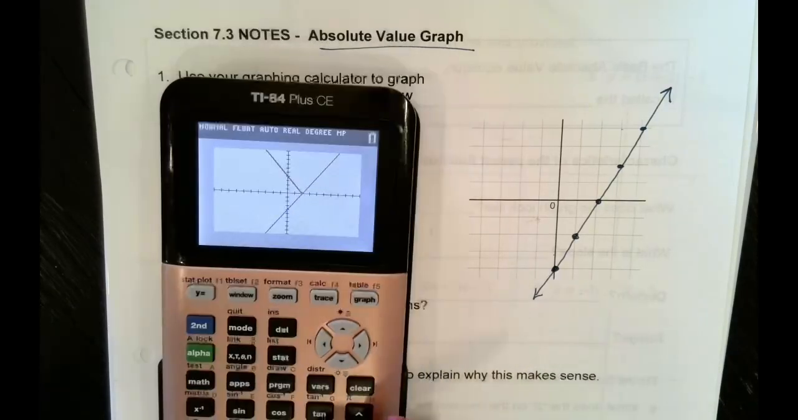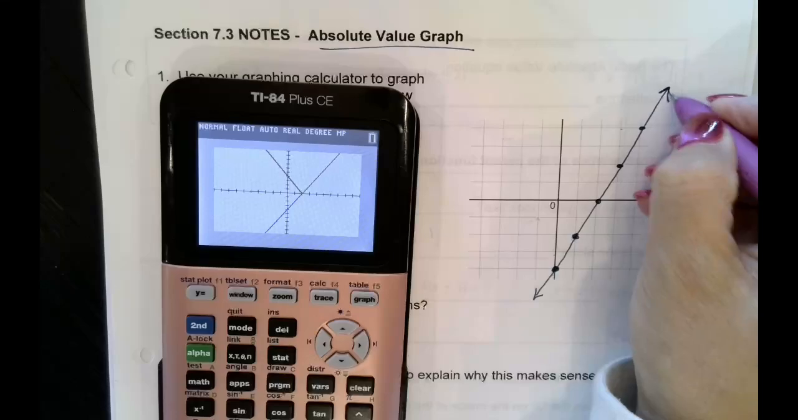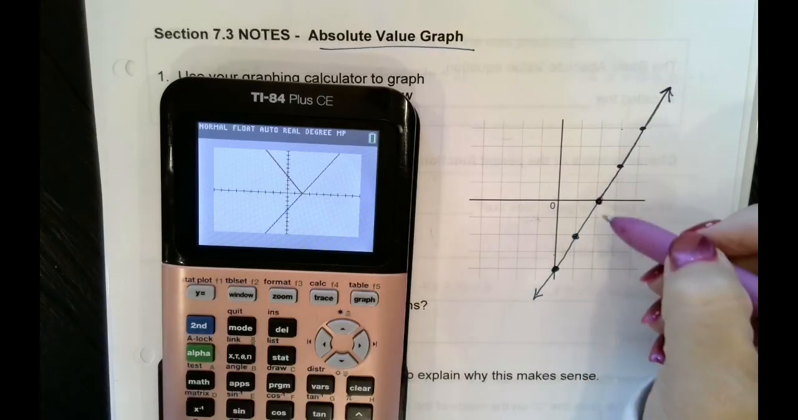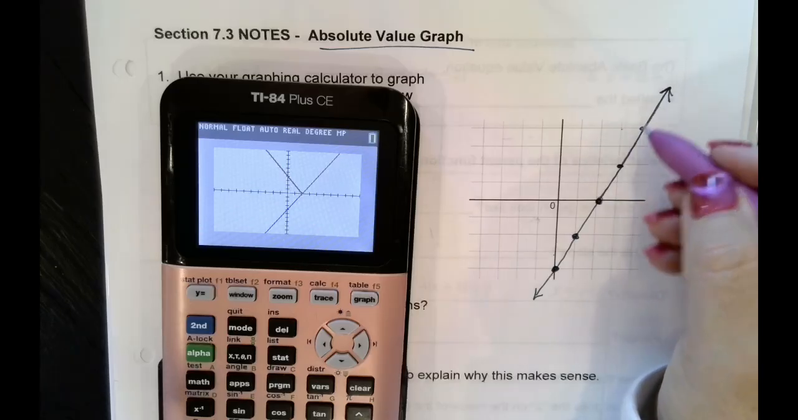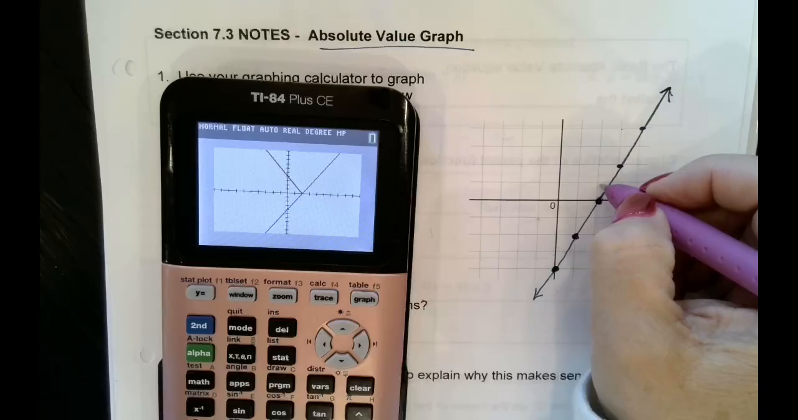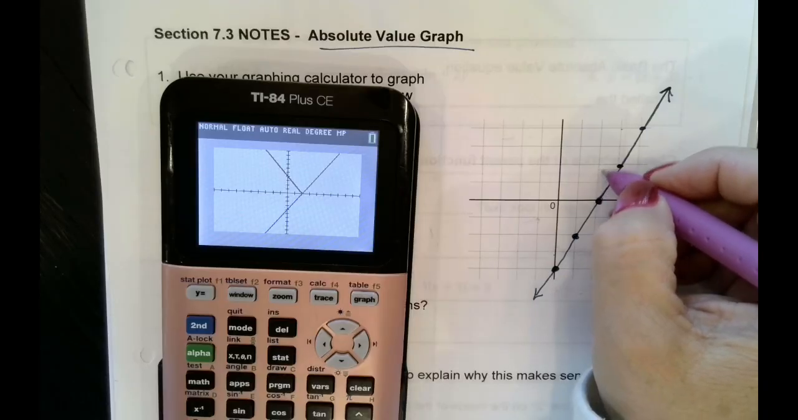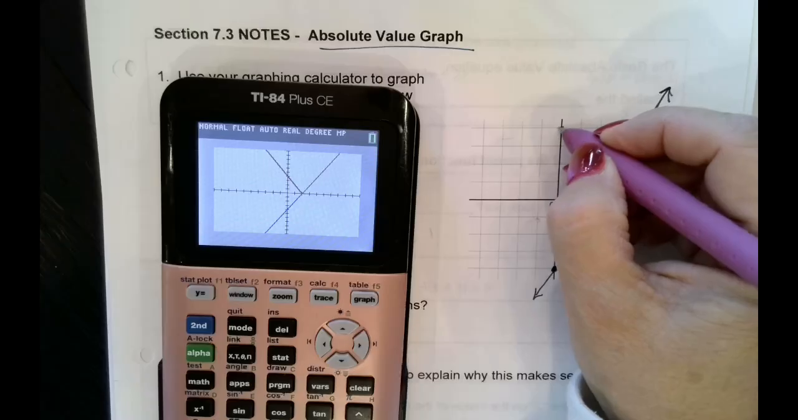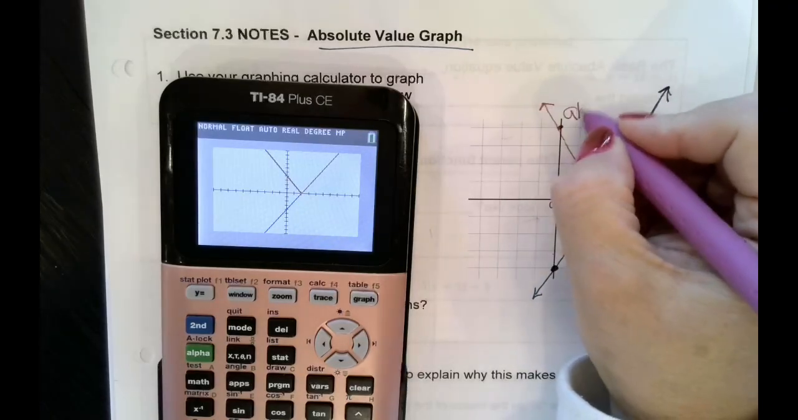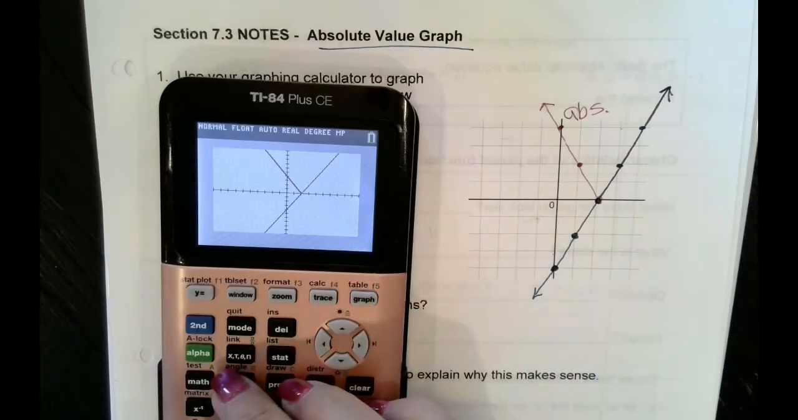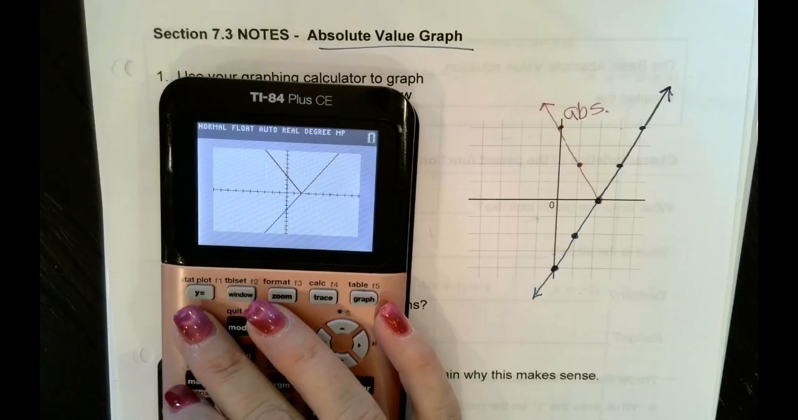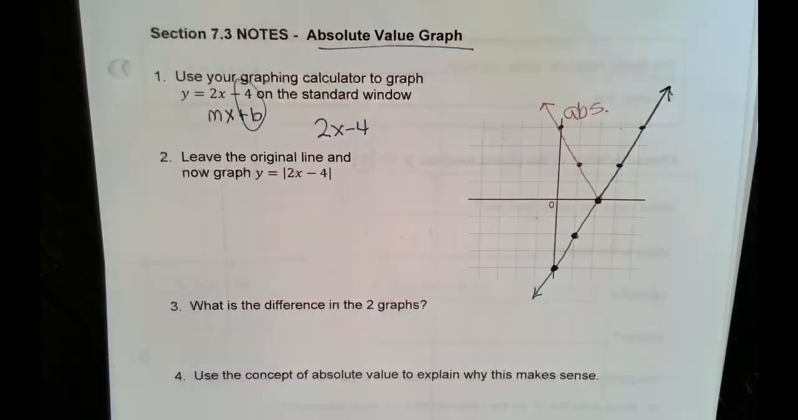All right, so what you see on your calculator is that this part of the graph right here, until we get to this 0, is the same. They overlap on the two graphs. But what you'll notice is going the other direction, I'm going to go up 2 over 1, and up 2 over 1, and this part of my graph is my absolute value part of my graph. Okay, so now that we've seen this on the calculator, we're going to put the calculator away, and we're going to do all of these by hand.